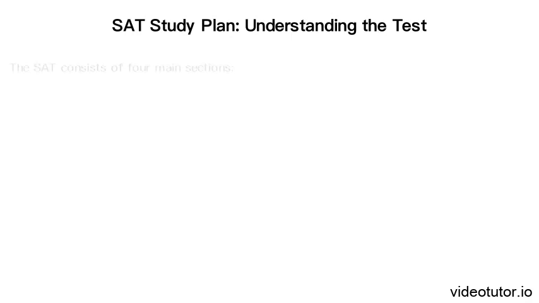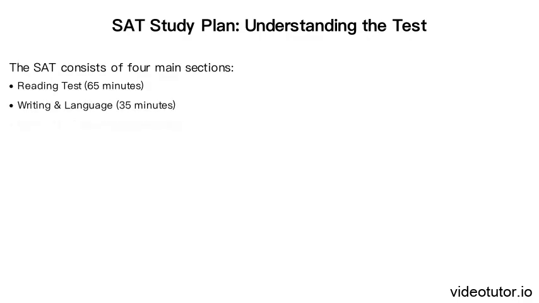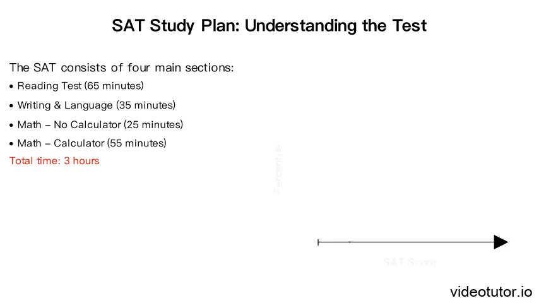Welcome to your SAT study plan. The SAT consists of 4 main sections: the reading test, which takes 65 minutes, the writing and language test, which takes 35 minutes, the math no calculator section, which takes 25 minutes, and the math calculator section, which takes 55 minutes. The total test time is 3 hours. Understanding the test structure is the first step in your preparation.